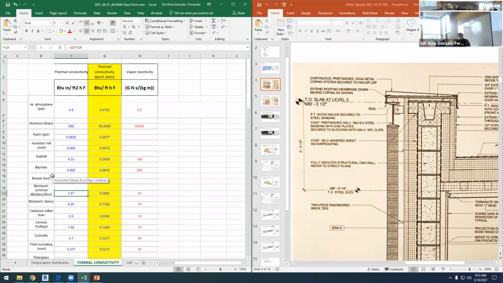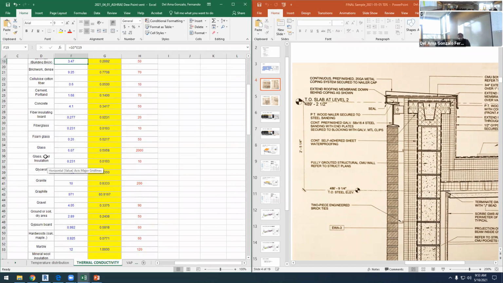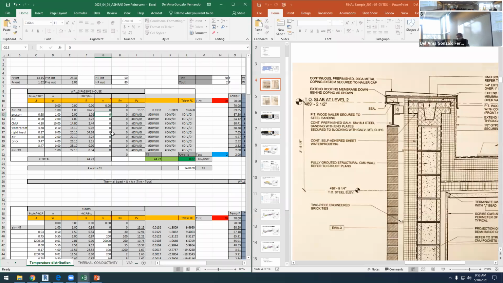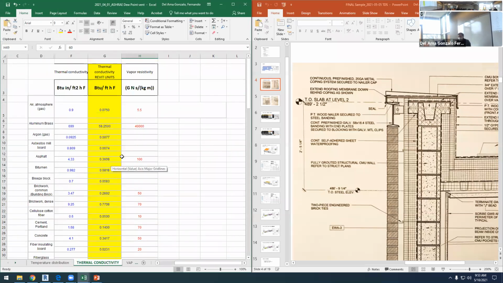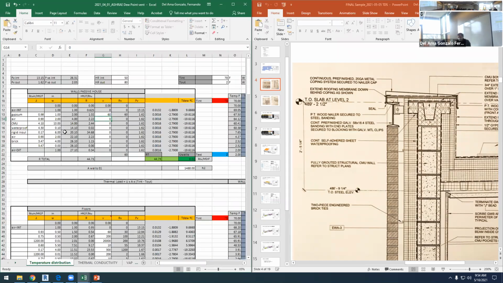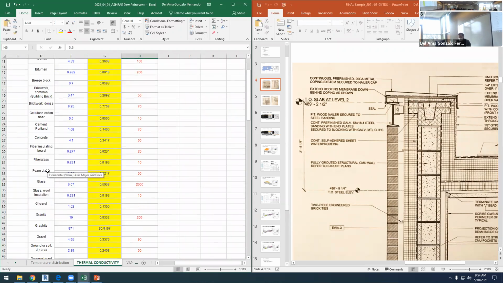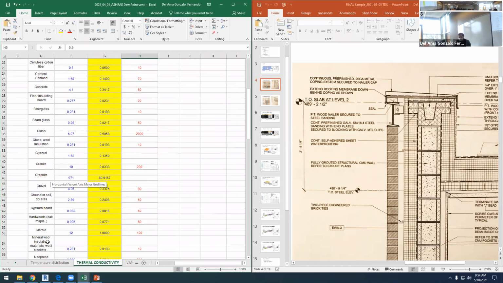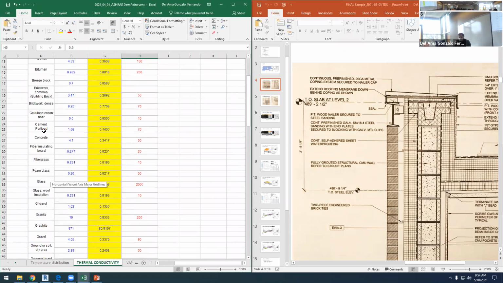First, gypsum. If we are working with gypsum, where is it? Gypsum. Here, the vapor resistivity can be around 60. So let's make it 60. The vapor resistivity of air is very low, 5. Let's say 5. The CMU, the concrete, where is it? Concrete is 50.